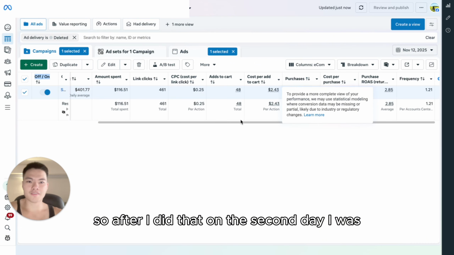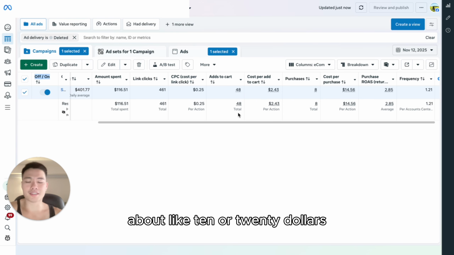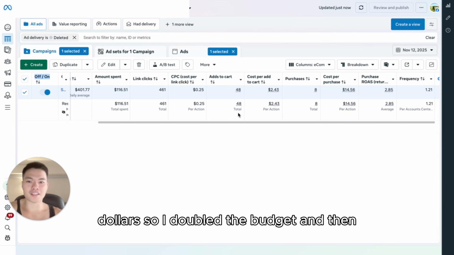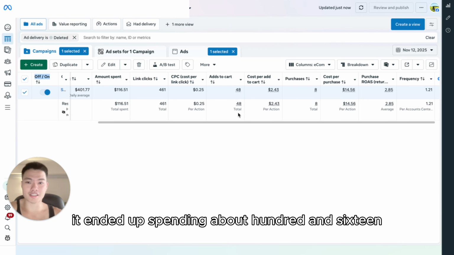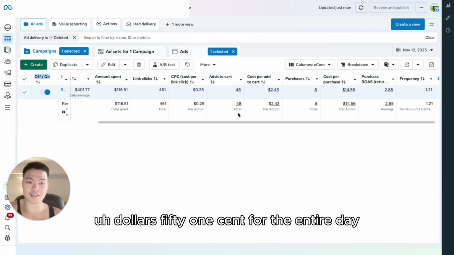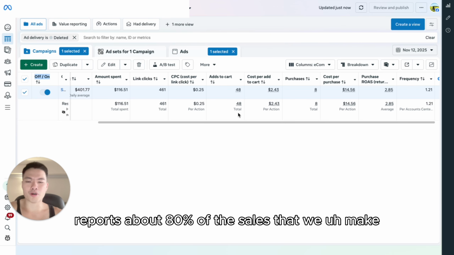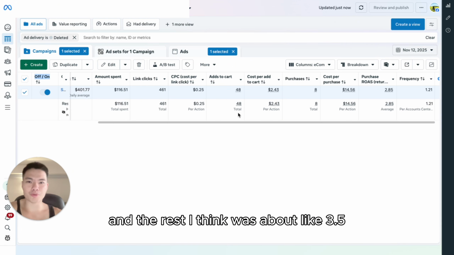After I did that, on the second day, I think the ad spent about $10 or $20 and I was getting 3 to 4 sales. Then I was like, oh man, no way, I'm going to let this run at $50. So I doubled the budget. And then it ended up spending about $116.51 for the entire day. We made back about 8 sales. I believe it was more than 8 sales, I think it was 10 sales, because Meta only reports about 80% of the sales that we make. And the rest I think was about 3.5.